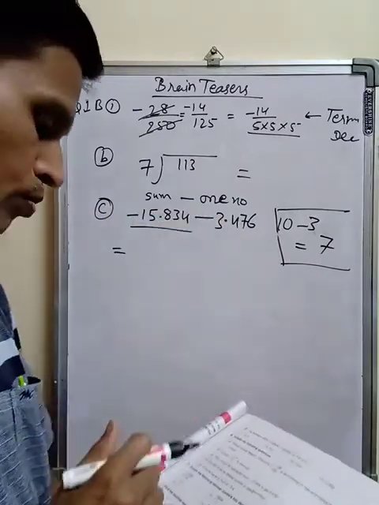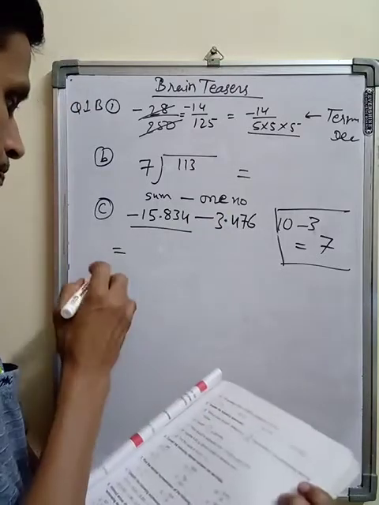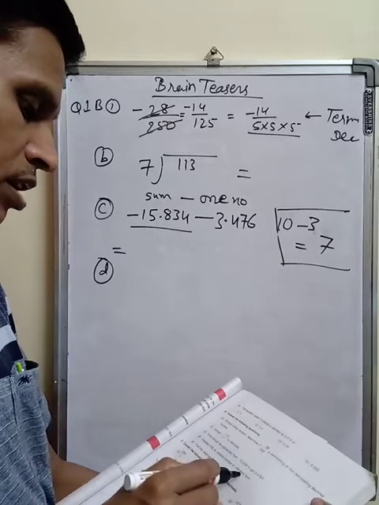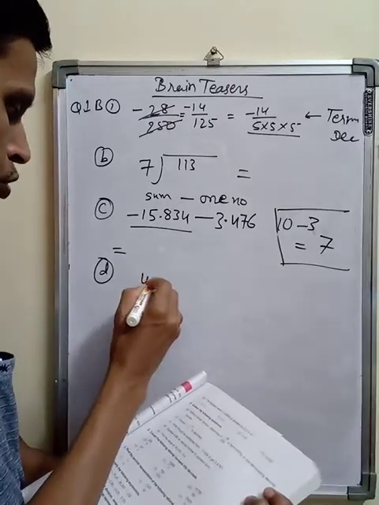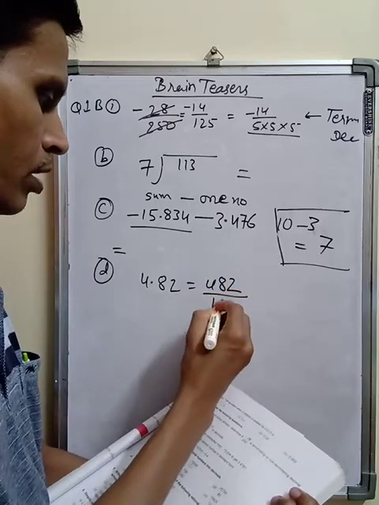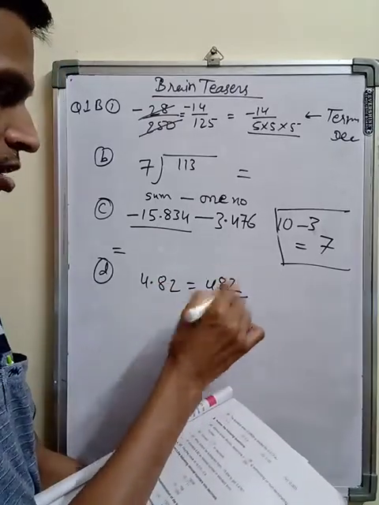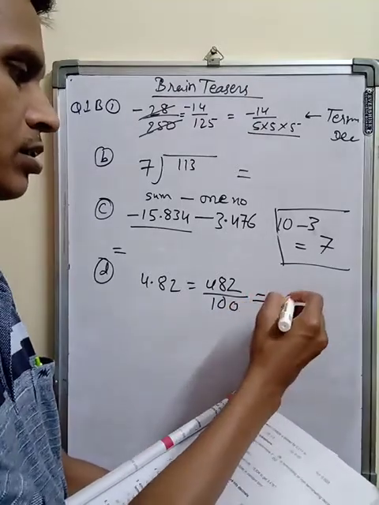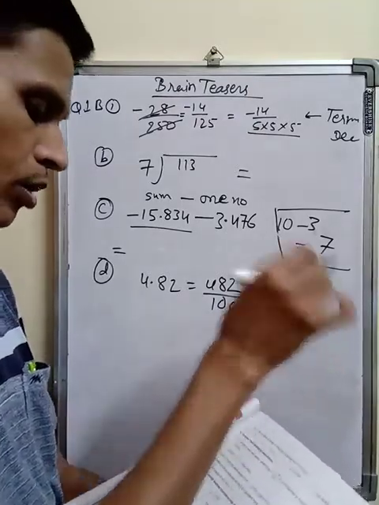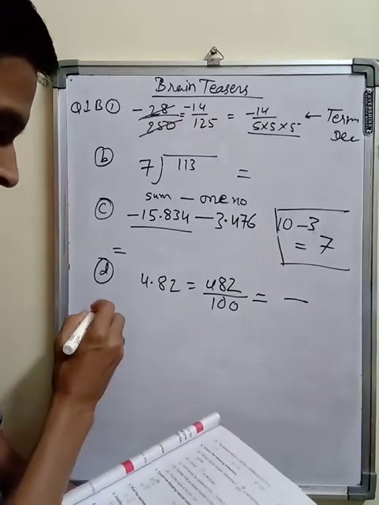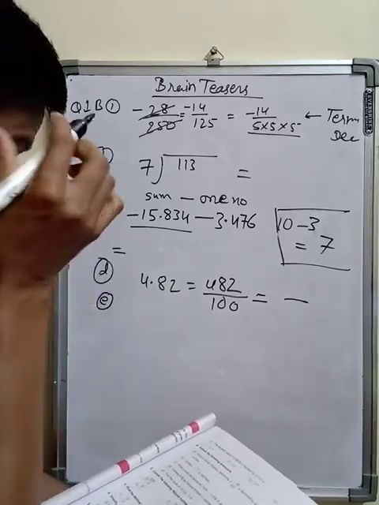Same question here: what should be subtracted from this? It means sum minus another number is equal to that number. We have already seen this format, sum minus one number. So instead of sum here we have -15.834 and the one number is this. The signs are the same, so we will add both the numbers. The answer will be negative.